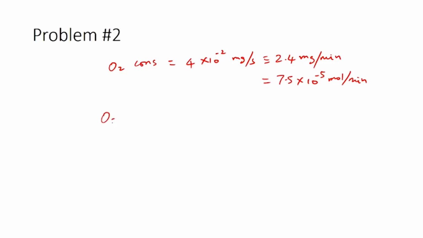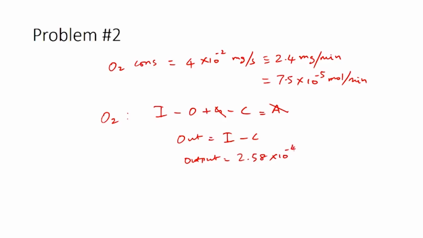Now that we have identified the input and consumption for oxygen, we can write an oxygen balance for the bone, which would be input minus output plus generation minus consumption equals accumulation. At steady state there is no accumulation, and oxygen is not being generated. So, output is basically equal to input minus consumption. So, output is equal to 2.58 times 10 power minus 4 moles per minute. This is the molar flow rate for oxygen which is leaving the system.